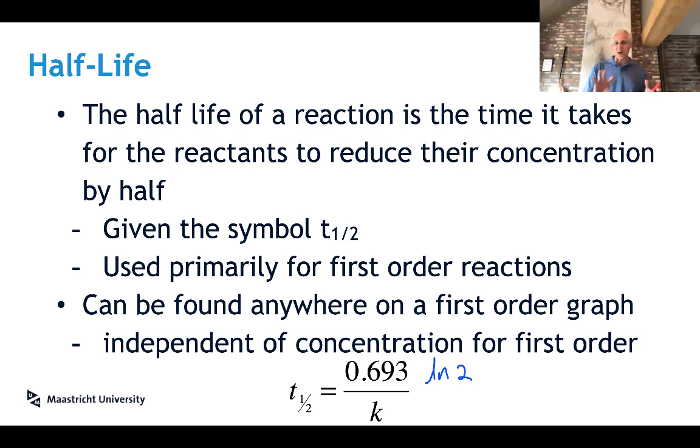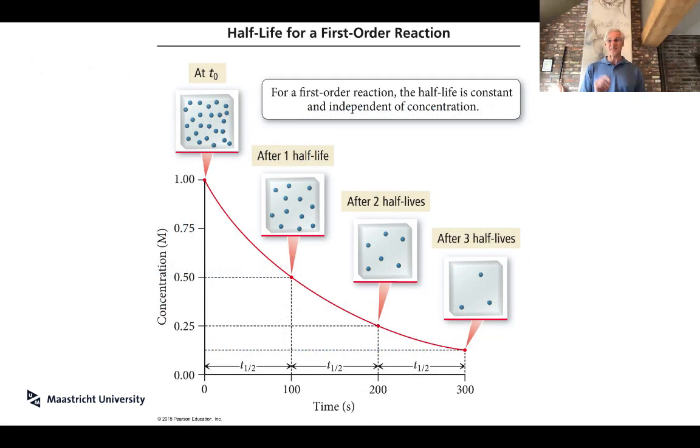And the natural log comes from the fact it's a first order reaction. So this comes directly from that integrated rate law. And then we have the value of K there. So the half-life is dependent strictly on the value of K. And since K doesn't change, the half-life doesn't change. So life is really nice with that. Let's see how this works here.